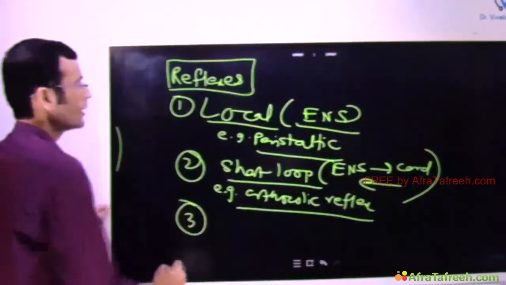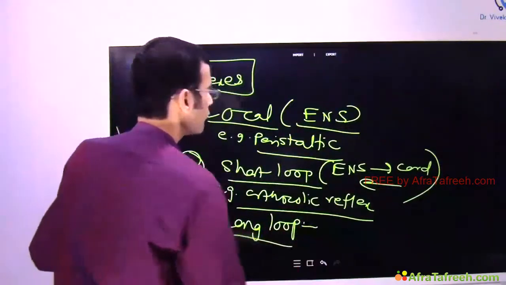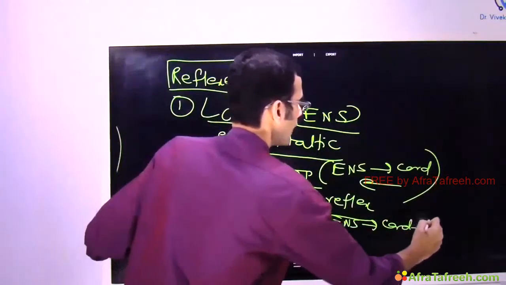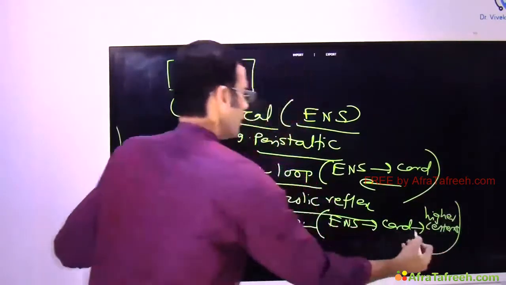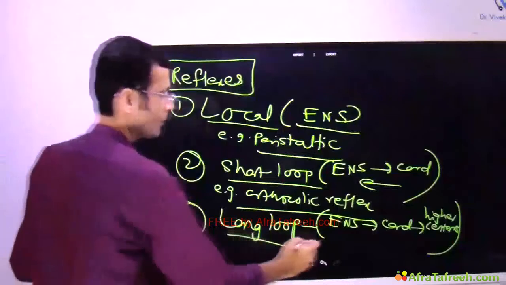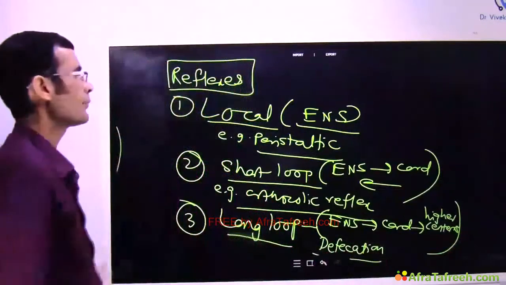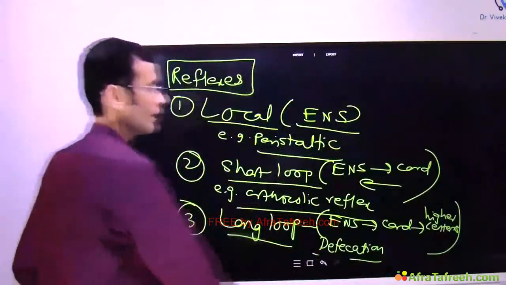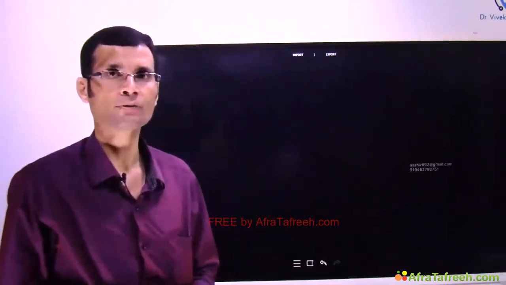And the third one is long loop and ultra long loop reflexes. Long loop reflexes would include the enteric nervous system, spinal cord, and even the higher centers, the cortical centers. The example is the true defecation reflex. The defecation process or true defecation reflex involves higher centers as well. So these are the types of reflexes associated with the digestive tract.